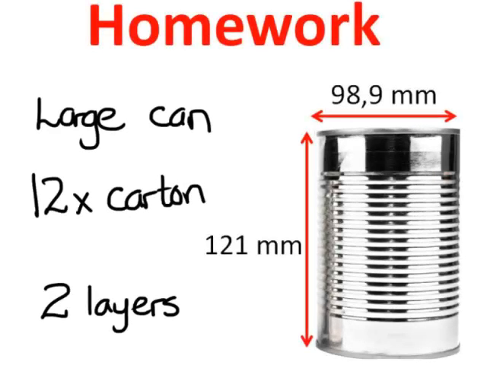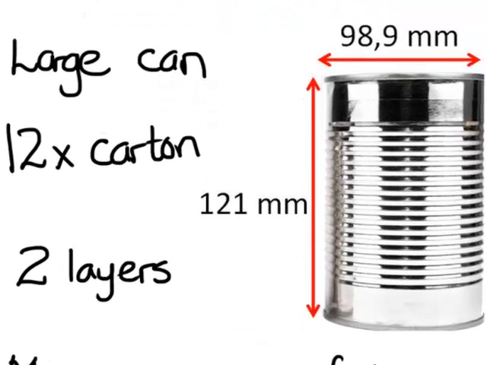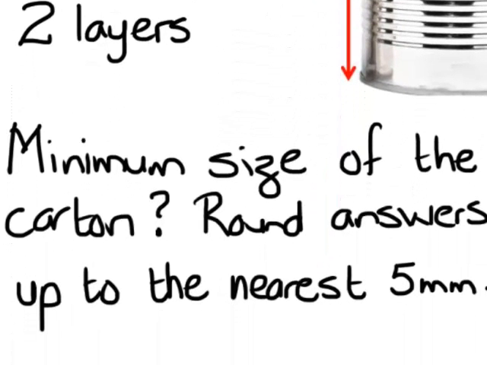Okay, let's have a look at your homework question. Your homework question is going to revolve around the large can, which I've got a picture of over here. Now, the large cans are packed in 2 layers and there are only 12 per carton. I want you to calculate the minimum size of the carton that we're going to need, and you must round your answers up to the nearest 5 millimeters.